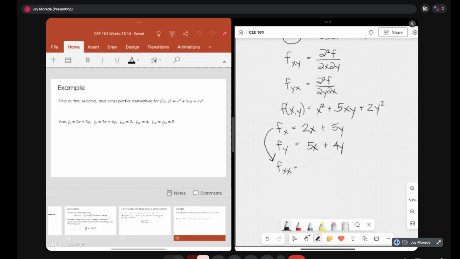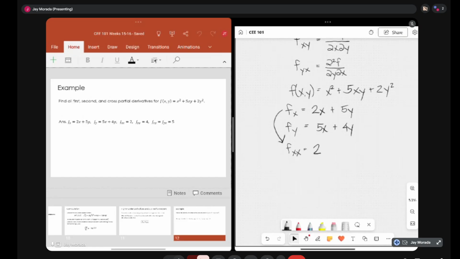2x will become 2, 5y will become 0, since there's no x there. Now what about the second partial derivative of f with respect to y? That is, let me put an arrow there. 5x will become 0 and 4y will become 4.